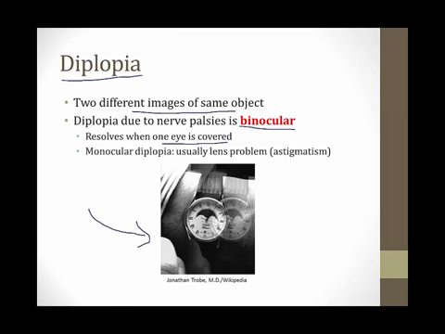If the diplopia persists when the patient covers an eye, that is monocular diplopia. That's usually a lens problem like astigmatism. In all of the nerve palsies we'll discuss in this module, the diplopia goes away when the patient covers one eye. That's because it requires both eyes for the diplopia to occur. Therefore, it is said to be binocular.